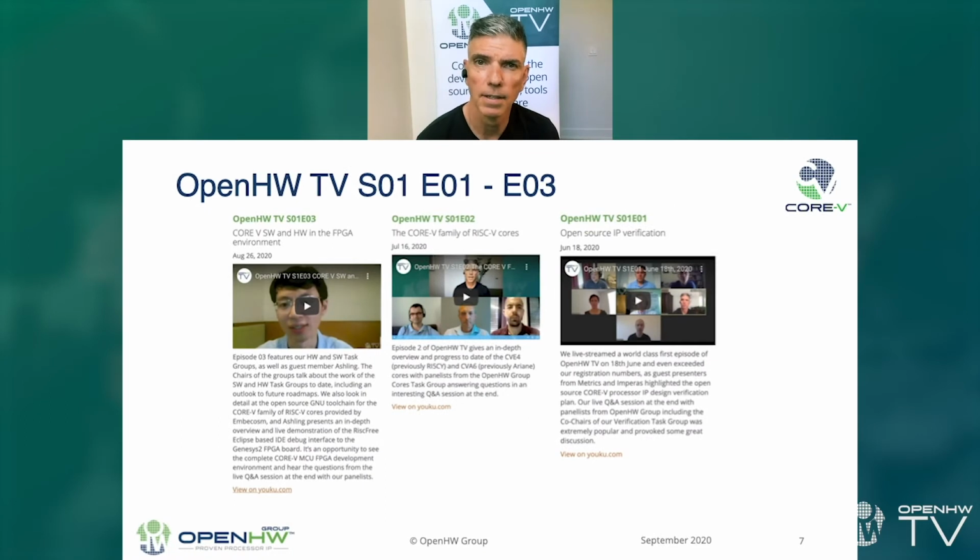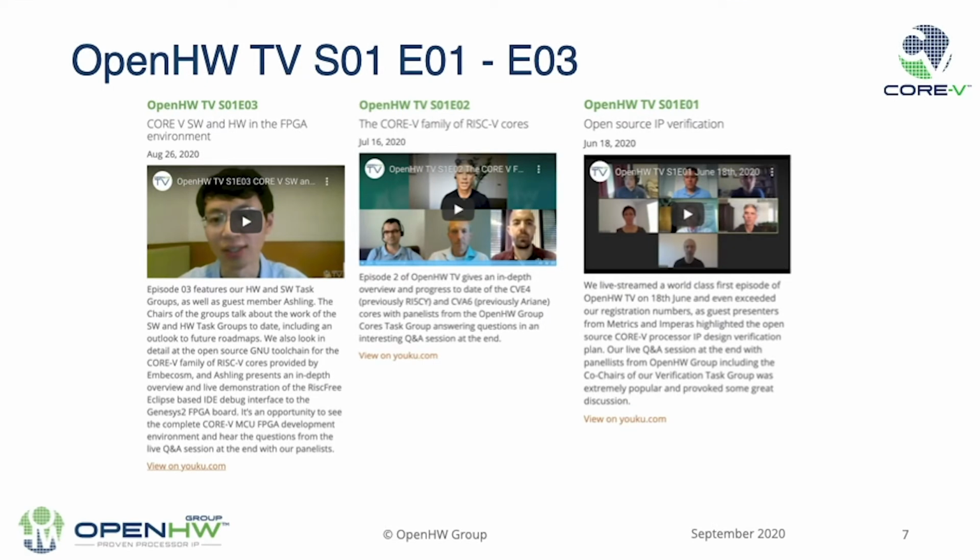You can navigate to openhardwaregroup.org, click on the Open Hardware TV menu, and download or stream the episodes from episode 1, 2, and 3. In episode 1, we covered the verification test bench that we use to produce industry quality IP. Episode 2 covers the actual cores themselves. Episode 3 covers the hardware and software task groups within Open Hardware Group that are working on board level and tool chain projects in support of implementing those cores.